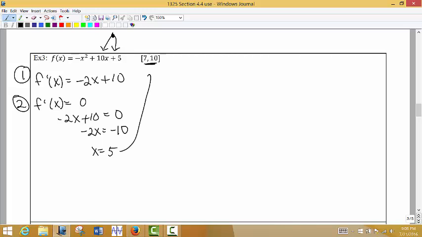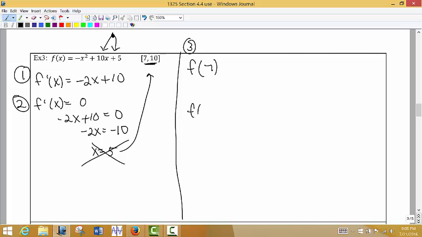Now, is x equals 5 within the boundary? That's the first thing I would ask myself before I did anything. And the answer is no, it's not there. So we're not going to consider this value. We are only going to consider the boundary points again. We're going to compare the y values of x equals 7 and x equals 10. So when we plug in a 7, we have negative 7 squared plus 10 times 7 plus 5. We're going to throw that in our calculator, being careful not to square the negative, which is out front.